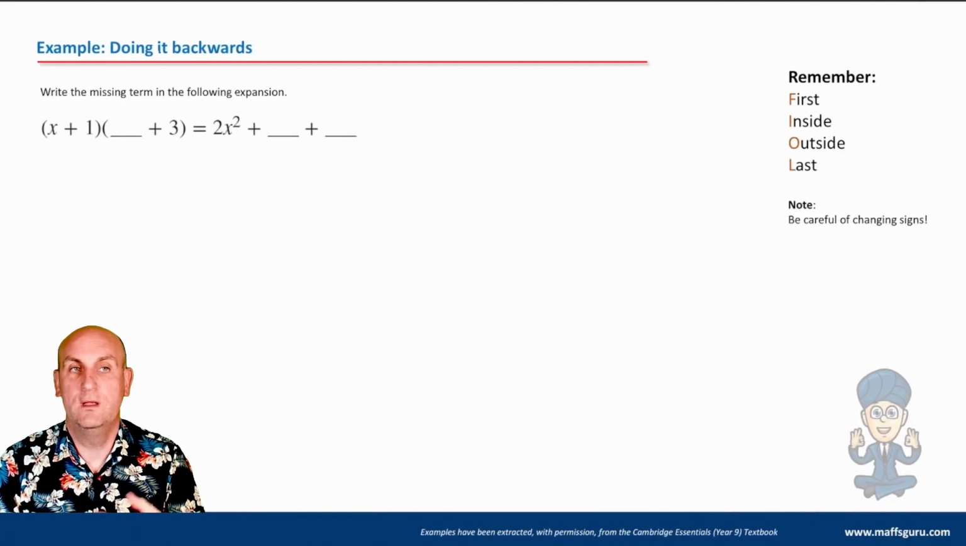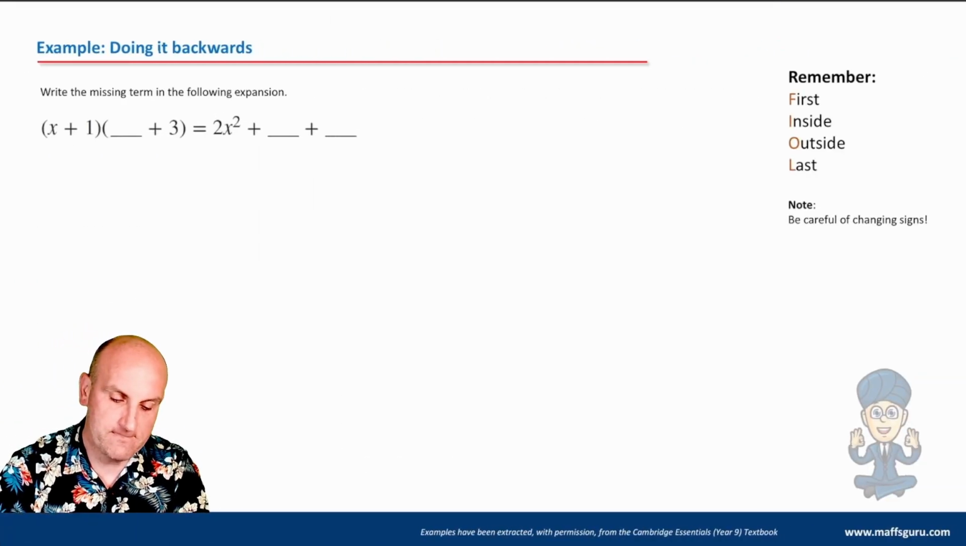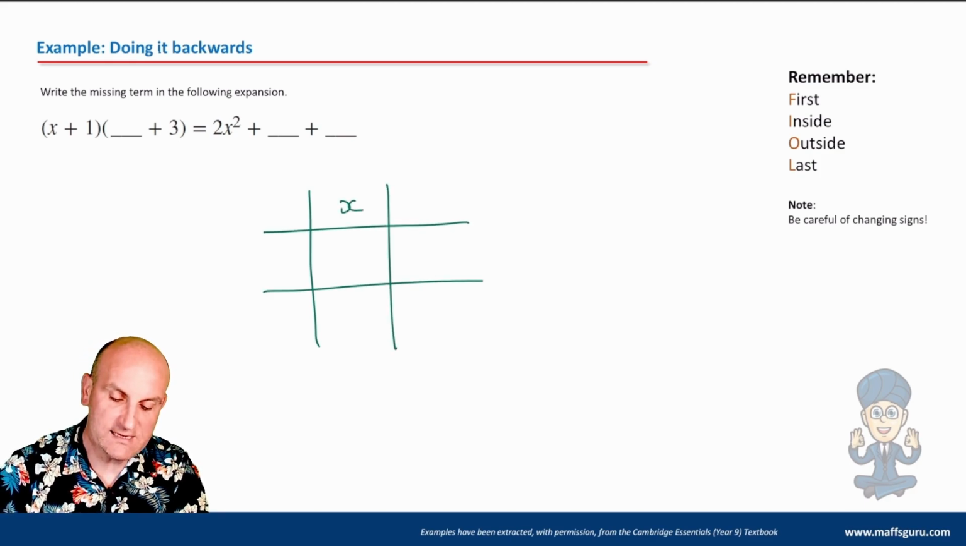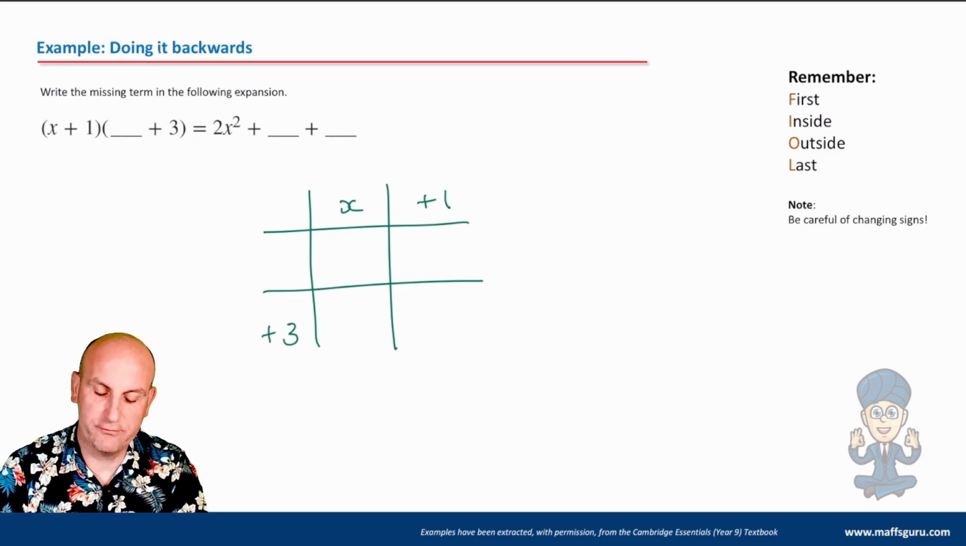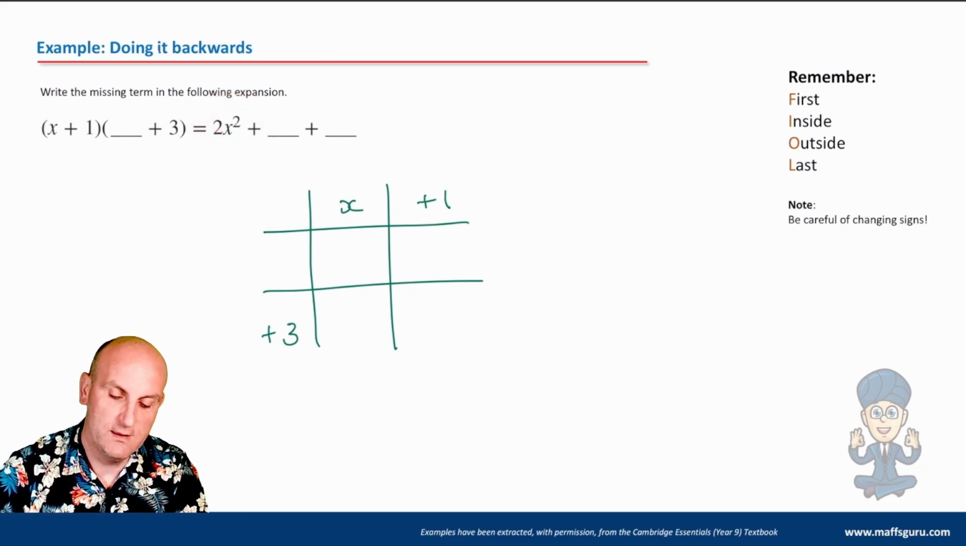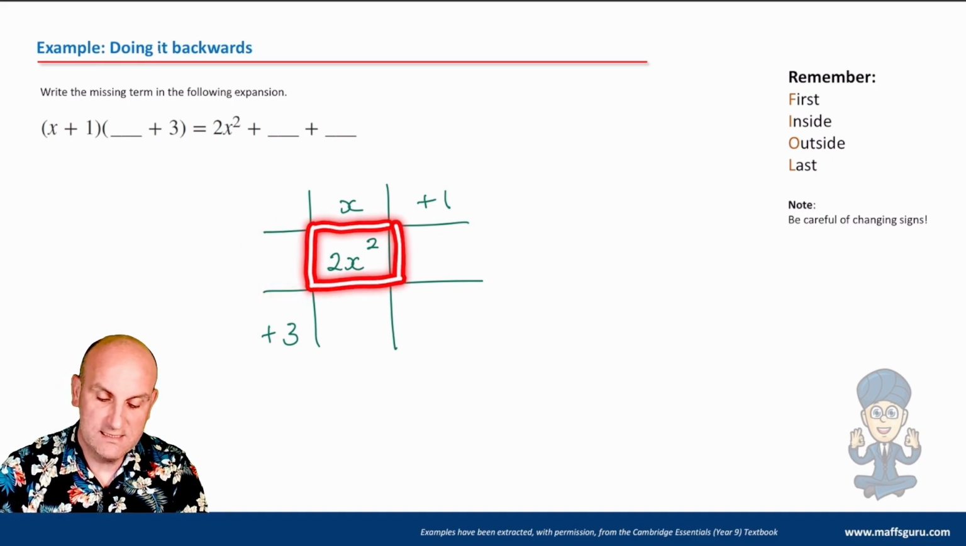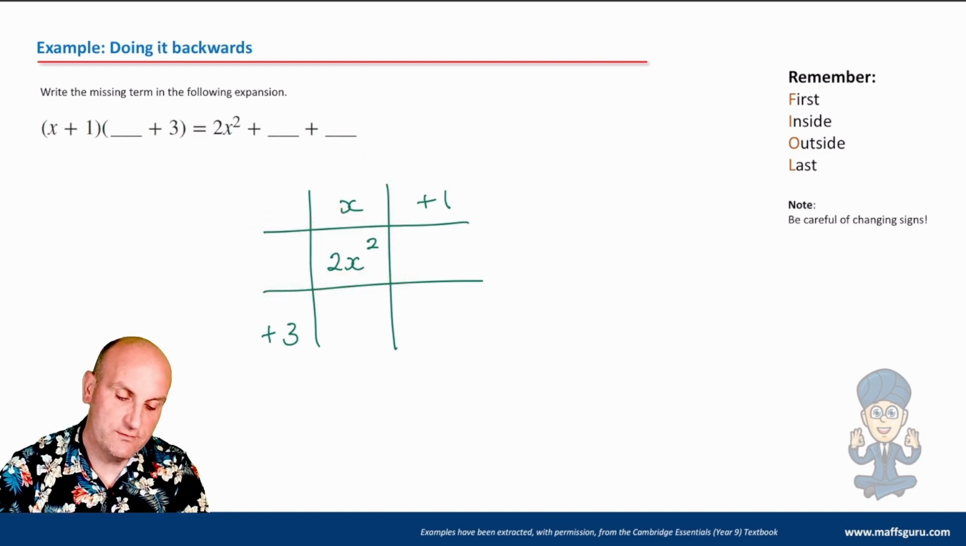Why might that be useful? Well, let's look at this one here. Does the grid method work? Let's see. I've got an x plus 1. I've got, I don't know what that is, and I've got a plus 3. And what information do they give me? Well, they're only giving me the first term. So I know that that there has to be 2x squared. This is almost like Sudoku, really, isn't it? So can I find this value here now? Well, I should, because I know that this is created by that times that. So this here must be 2x.